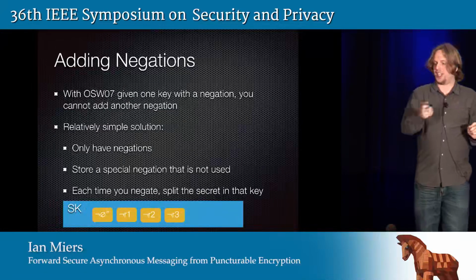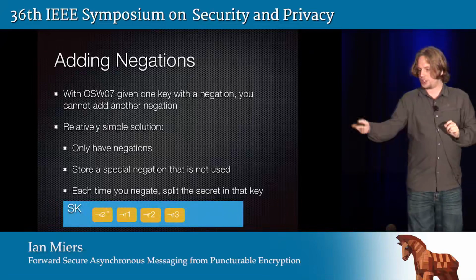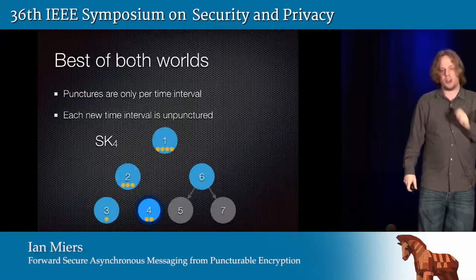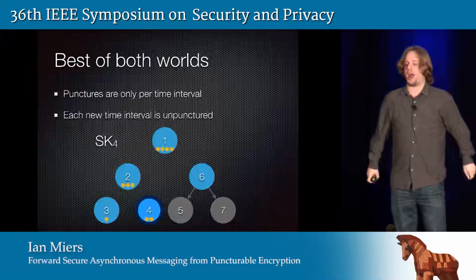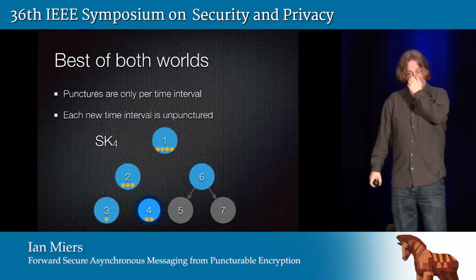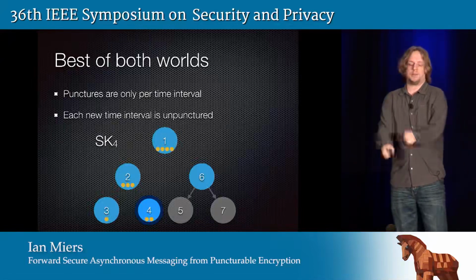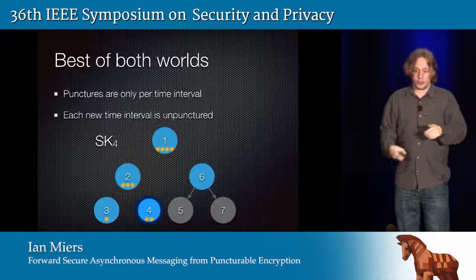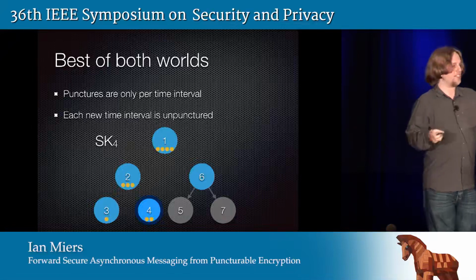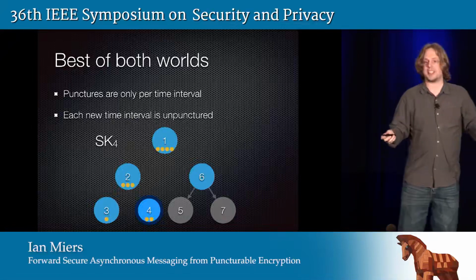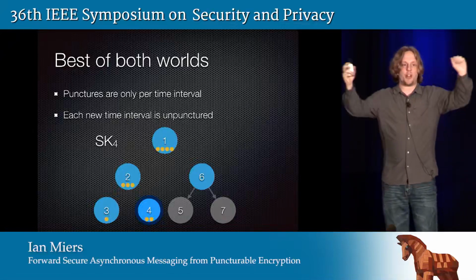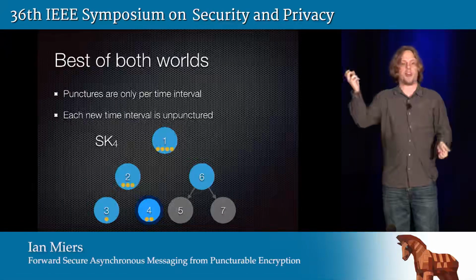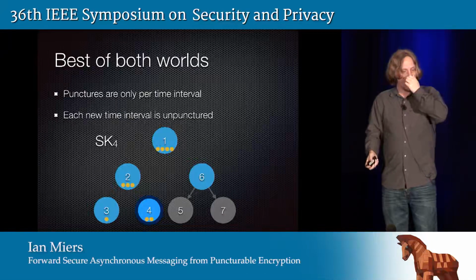You want to actually combine the two approaches, right? You'd like to have punctures only per every individual time interval. And each time you go to a new interval, you actually reset on the number of punctures. So it turns out you can do this. You basically have to combine the two schemes. It's a little more complicated than just encrypt under both, because if you encrypt under both, if one of them is compromised, you still lose.